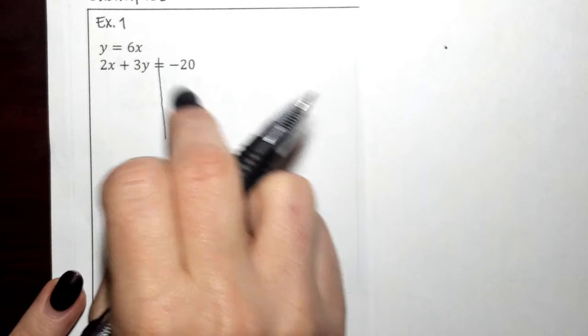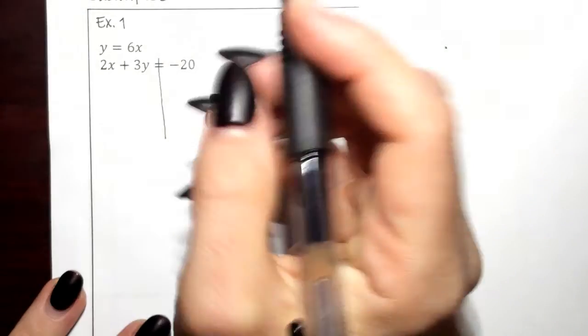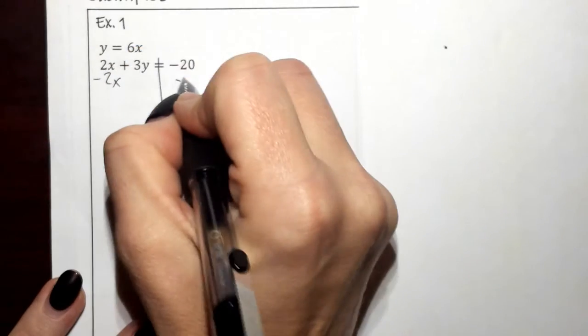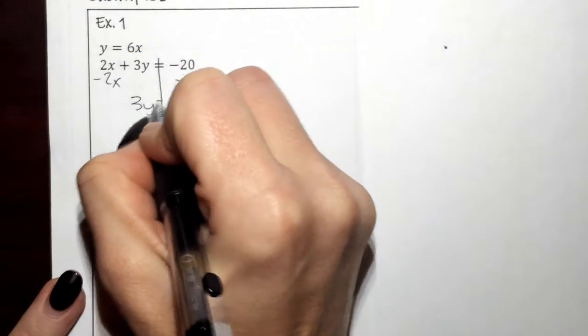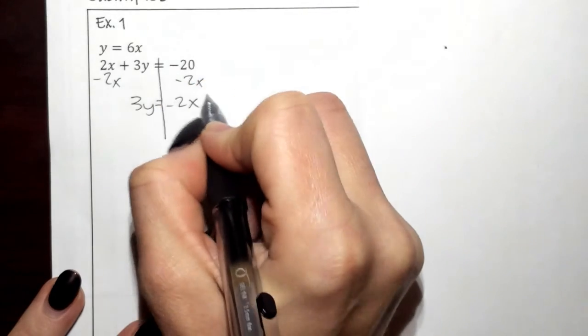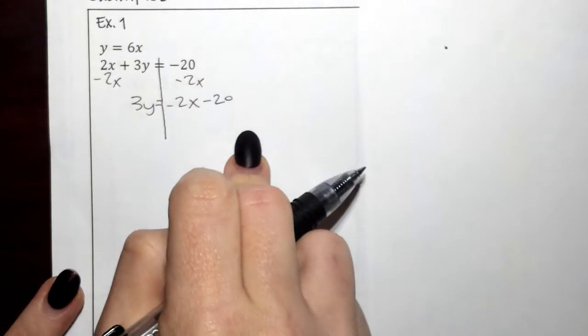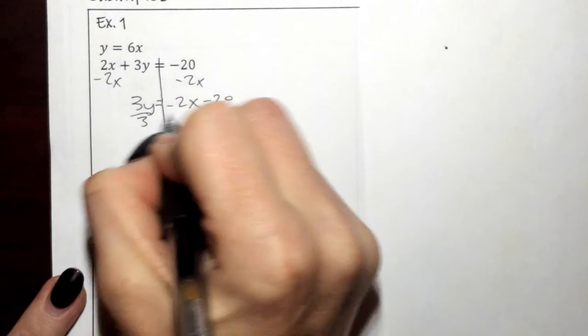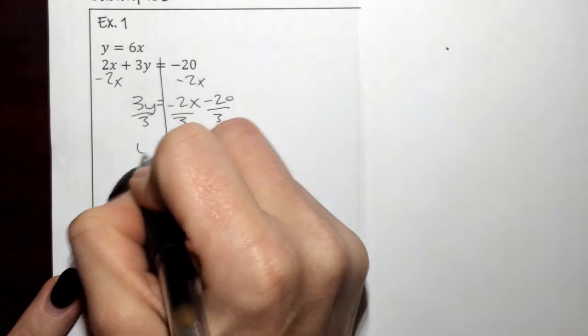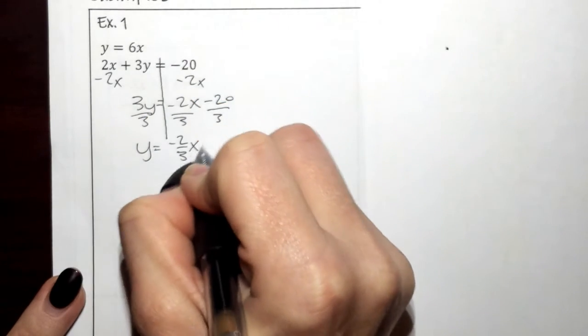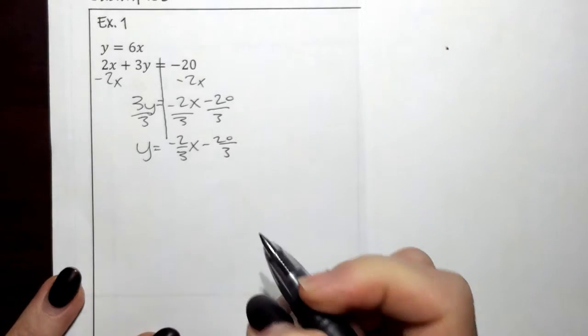Remember, that means we're going to leave y right here, and we're going to move first starting with the x and then what's connected to the y. So always move your x first by doing opposite operations. Can't combine these two, so it's just negative 2x minus 20. Divide by what's in front of y. Negative 2 over 3x minus 20 over 3.